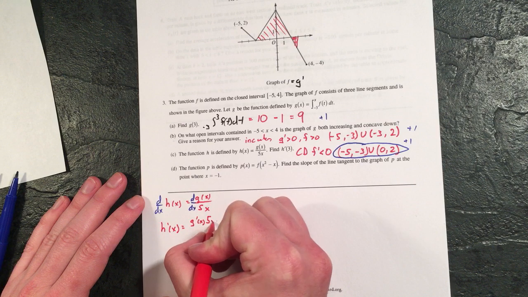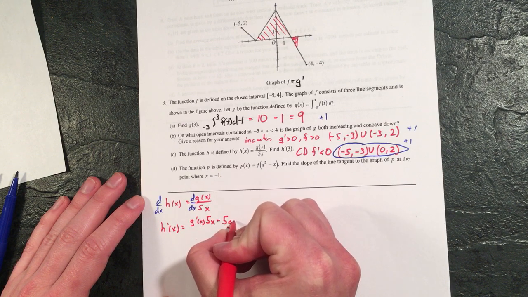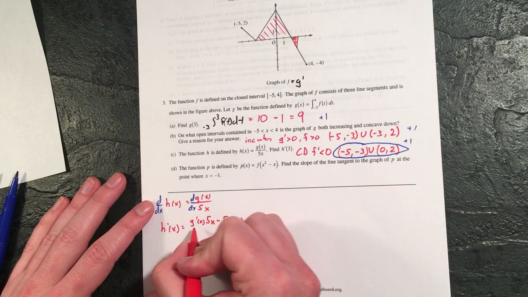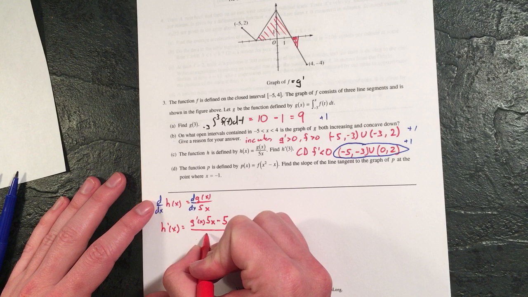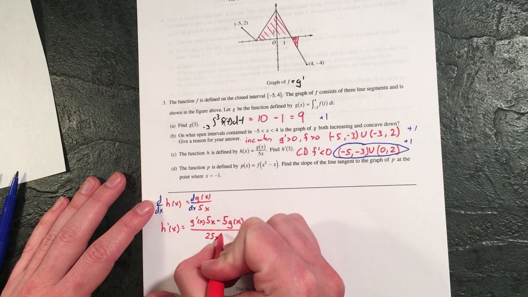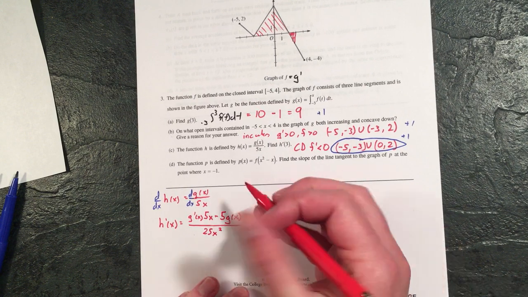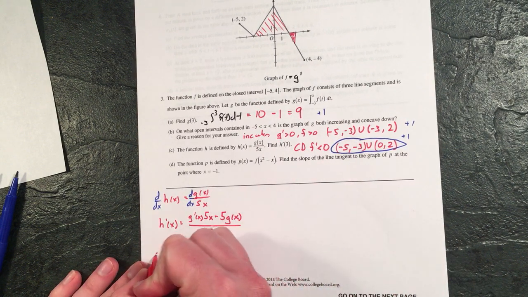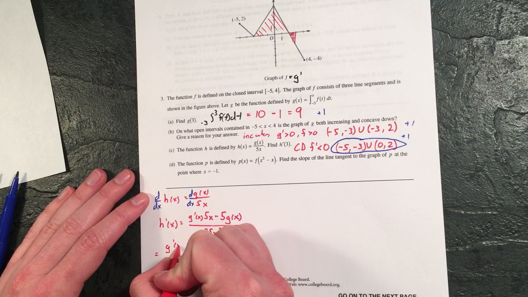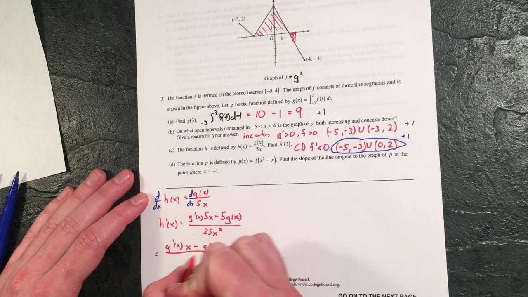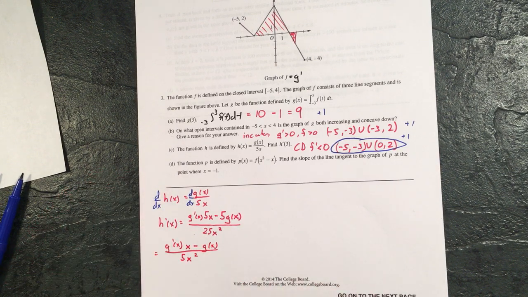So g prime times x, minus g times 1, all over g squared, so 25x squared. Okay. We can't really simplify our lives too much here. The only nice thing that we can do is there's a 5 in everything, so that can be factored out. But that's about it.